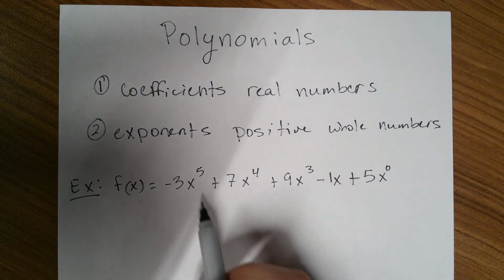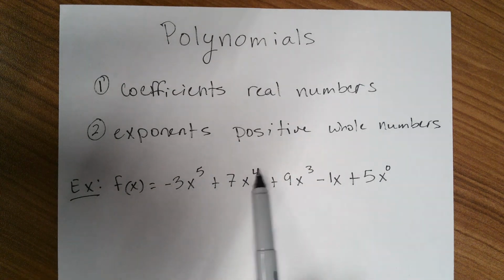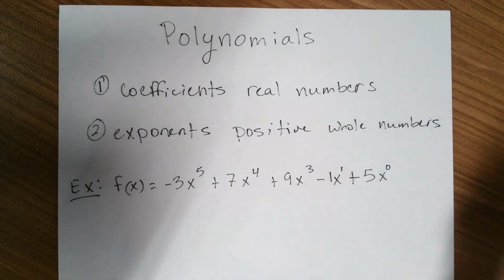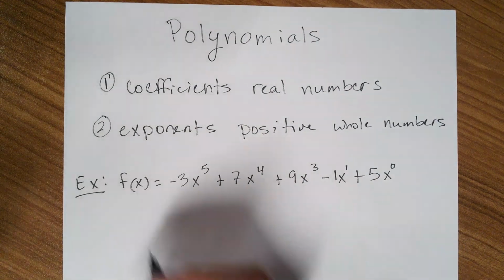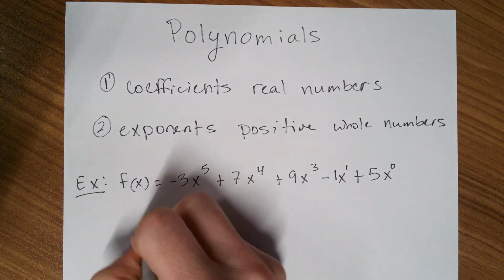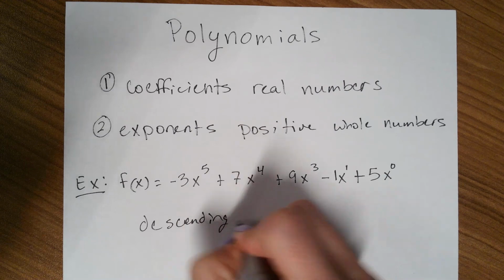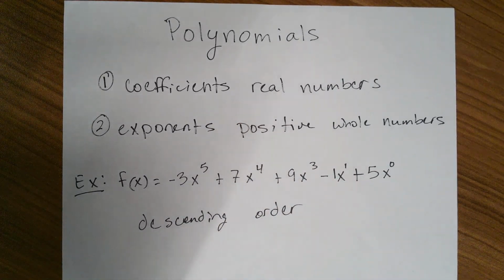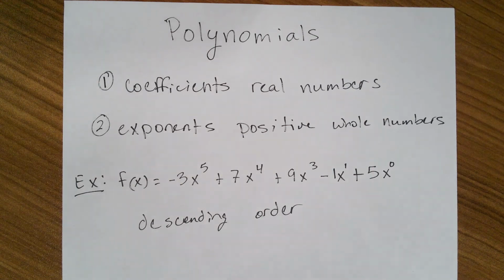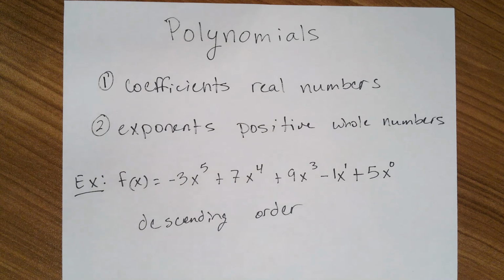Also notice that the powers start biggest and go down to the smallest. 5, 4, 3, 1. I don't have a 2, but that's fine. 5, 4, 3, 1, 0. So this is what we call a polynomial in descending order. I think I misspelled that. Don't judge me. If you're asked to put the polynomial in descending order, they're asking for the powers to go from biggest to smallest.